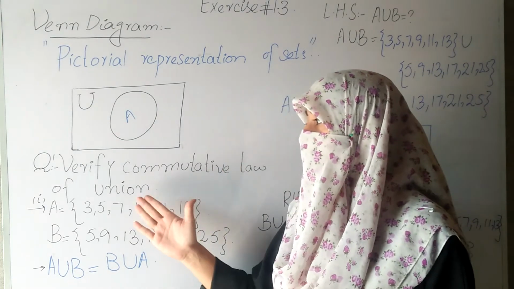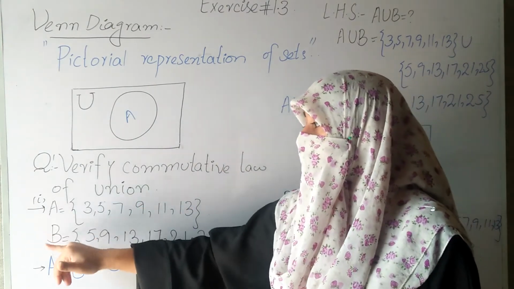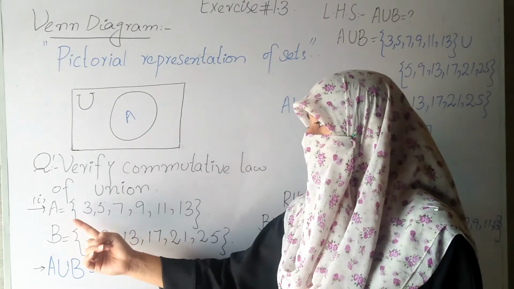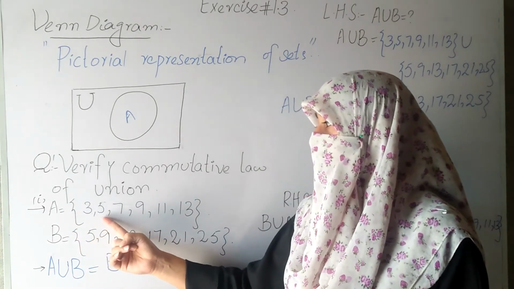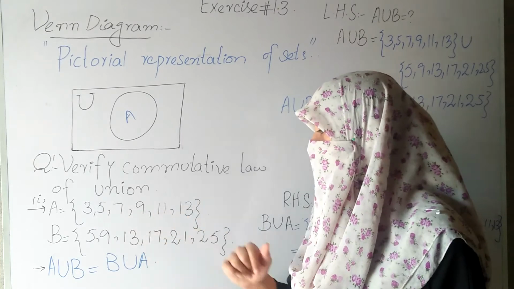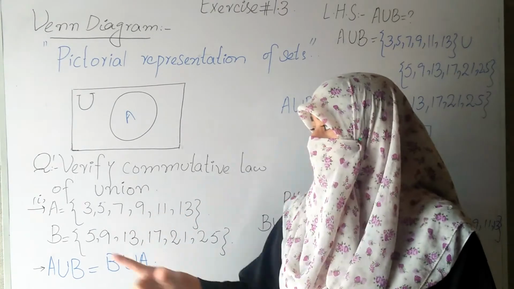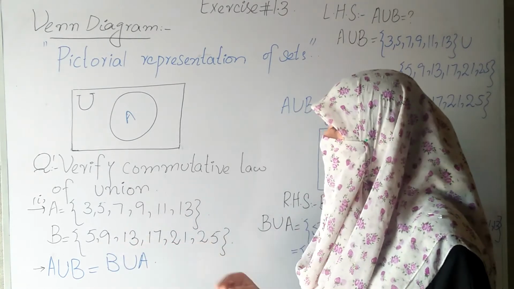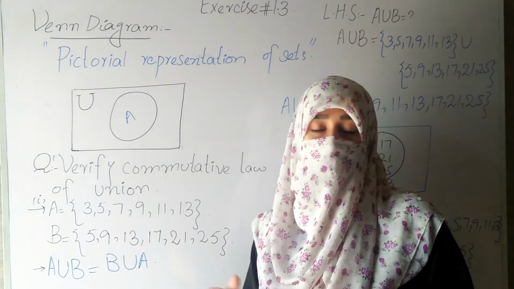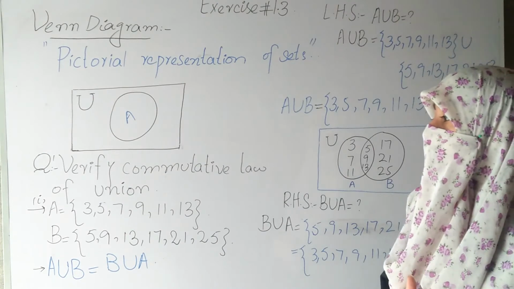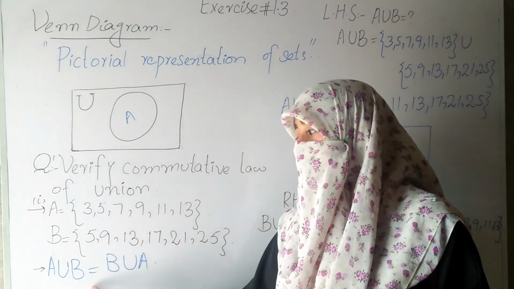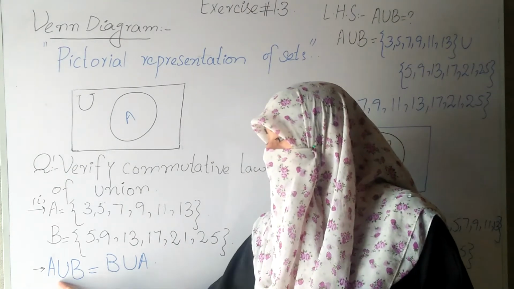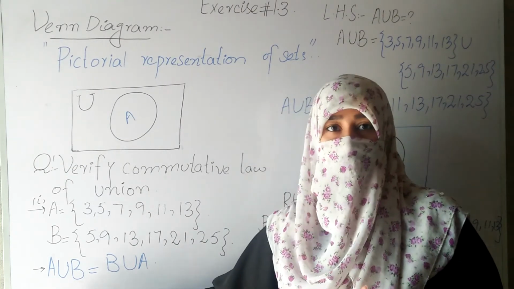Before verifying, in the exercise these two sets are given. First set is A equal to 3, 5, 7, 9, 11 and 13, and the other set is B, which is 5, 9, 13, 17, 21 and 25. So commutative law says A union B is equal to B union A. We have to prove that law, which is the commutative law.